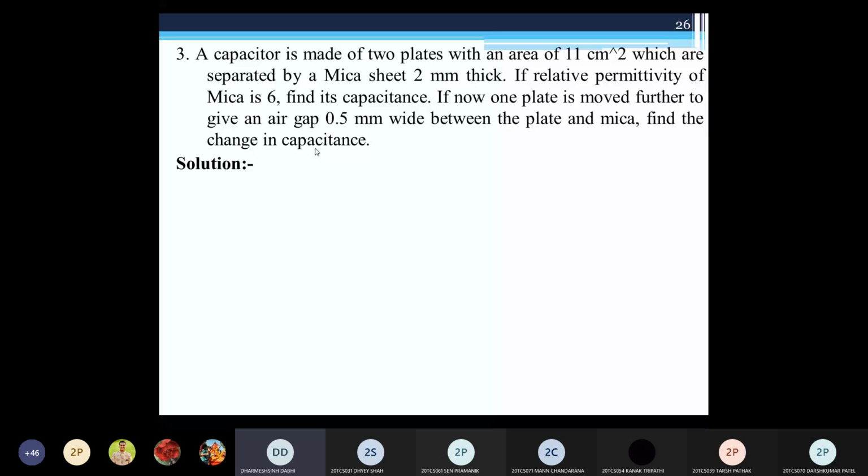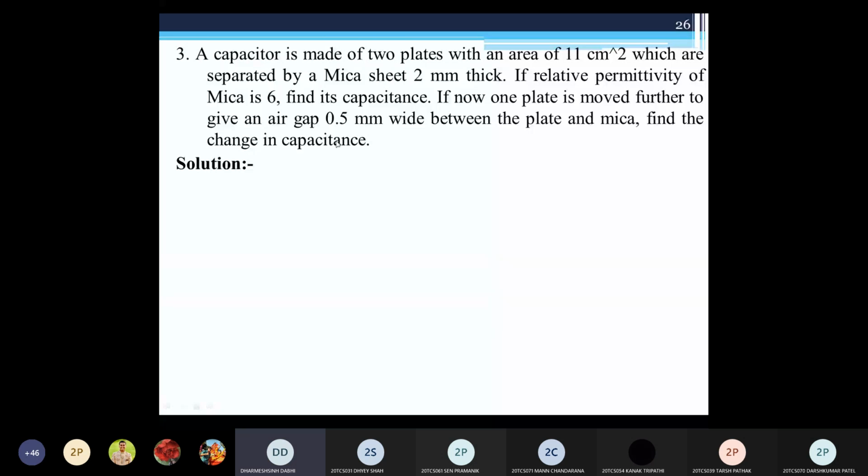So if you understand this example, what do we need to calculate? Which equation do you use here to calculate the capacitance? Here you calculate two capacitances. First, you calculate the capacitance when only mica is present between the two conducting plates. And second, if now one plate is moved further to give an air gap of 0.5 millimeter wide, it means now there are two dielectric media between the two conducting plates, one is mica and another is the air gap. And the air gap thickness is 0.5 millimeter. Now your capacitance value is changed because two dielectric media are placed between the two conducting plates. So now find the change in the capacitance.